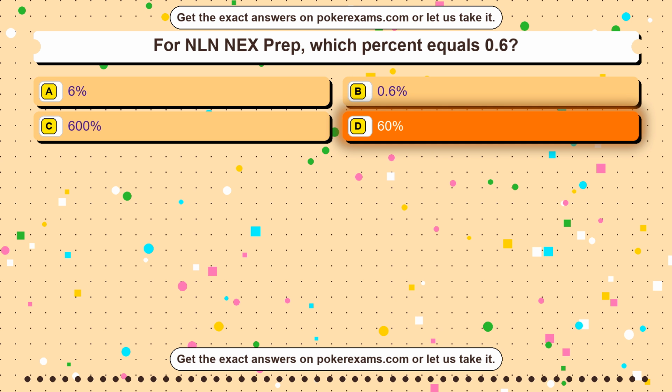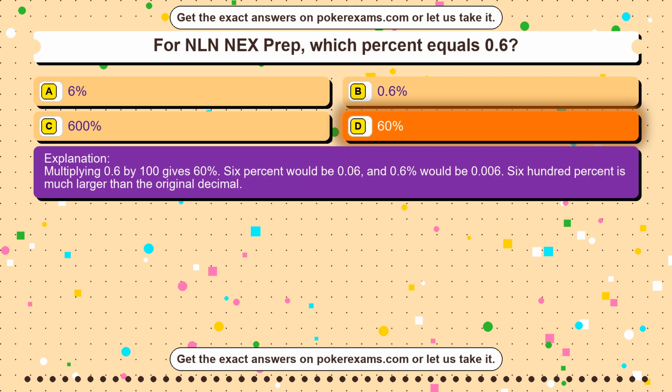60%. Multiplying 0.6 by 100 gives 60%. 6% would be 0.06, and 0.6% would be 0.006. 600% is much larger than the original decimal.